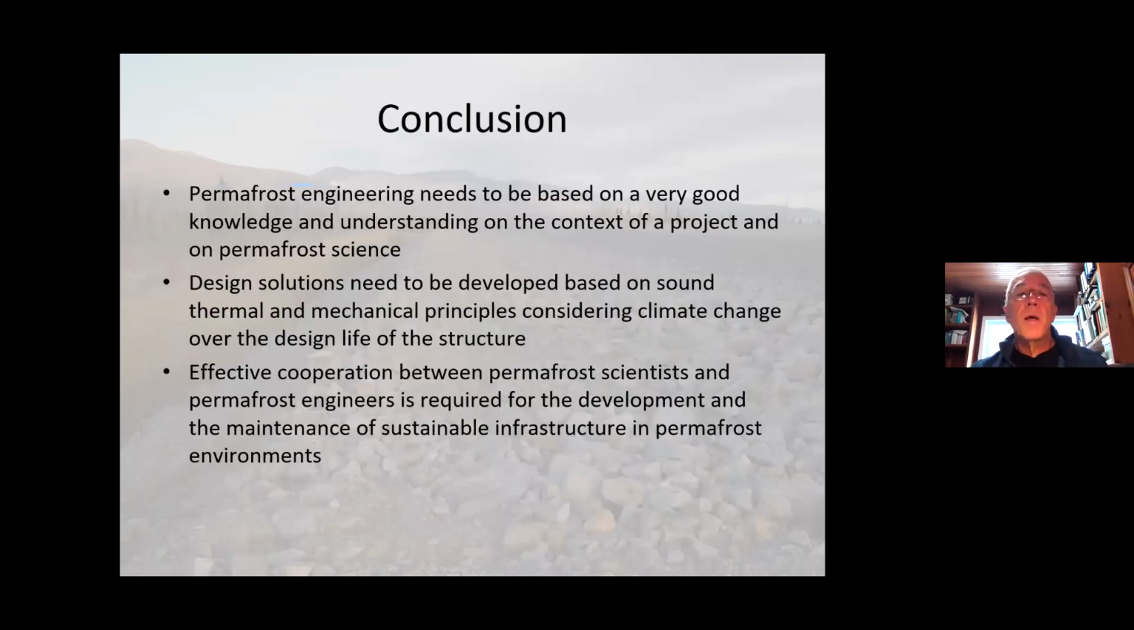So in conclusion, just a couple of concluding remarks. Permafrost engineering needs to be based on a very good knowledge and understanding of the context of a project and on permafrost science. Design solutions also need to be developed based on sound thermal and mechanical principles, considering climate change over the design life of a structure. And that means that effective cooperation between permafrost scientists and permafrost engineers is absolutely required so we can actually develop and maintain sustainable infrastructure in the permafrost environment.